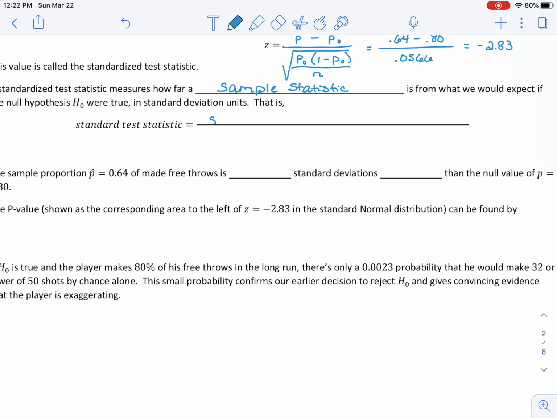So our formula is always the statistic, which is your sample number that you get, p-hat, minus the parameter. This is what we assume to be true in the null. And it's divided by the standard deviation, sometimes referred to as the standard error of the statistic. I'm pretty sure the AP formula sheet writes out standard error of the statistic.